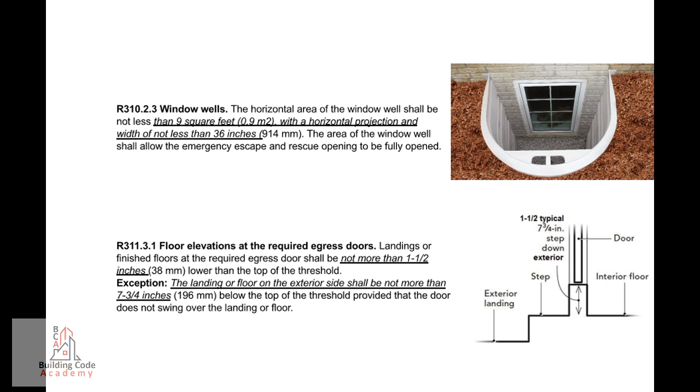R311.3.1 Floor elevations at the required egress doors. Landings or finished floors at the required egress door shall not be more than 1½ inches, 38 millimeters, lower than the top of the threshold. Exception: the landing or floor on the exterior side shall not be more than 7¾ inches, 196 millimeters, below the top of the threshold, provided that the door does not swing over the landing or floor.